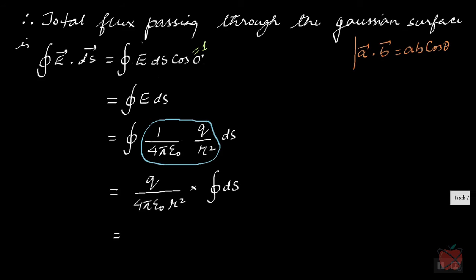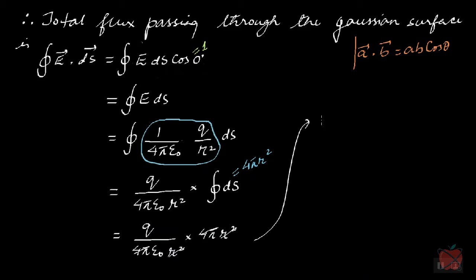And by formula, the area of a sphere is how much? I think you know this very well. The area of a sphere is 4 pi r square. Okay, so you get q by 4 pi epsilon naught r square into 4 pi r square. So 4 pi and 4 pi will be cancelled. R square and r square will be cancelled. So therefore you get E dot ds is equal to q by epsilon naught, which is the proof.